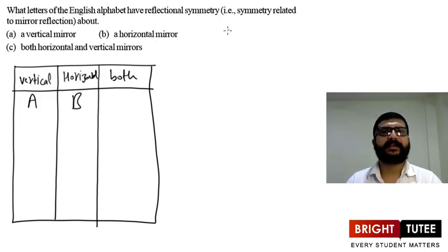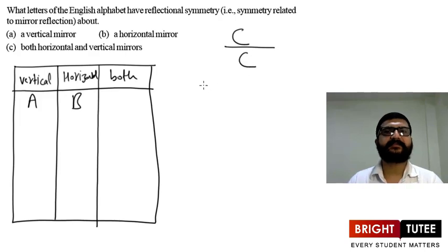Now the next one, letter C. For C, we can't have vertical line symmetry, because if we place a mirror here, then the image will be like this. This is not letter C. Now if we place a horizontal mirror like this, then again a C is formed. So this will also come under horizontal.